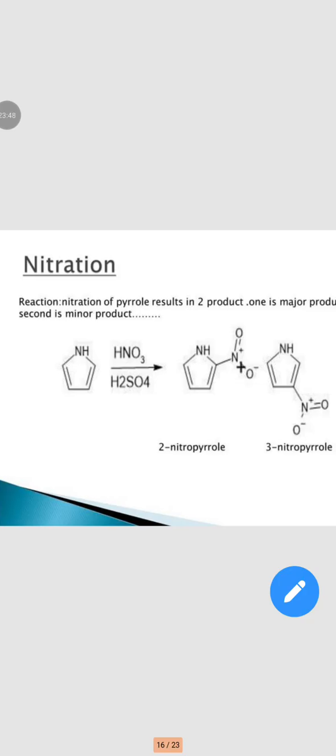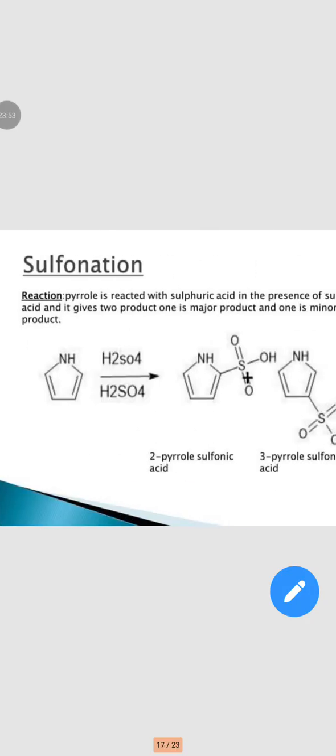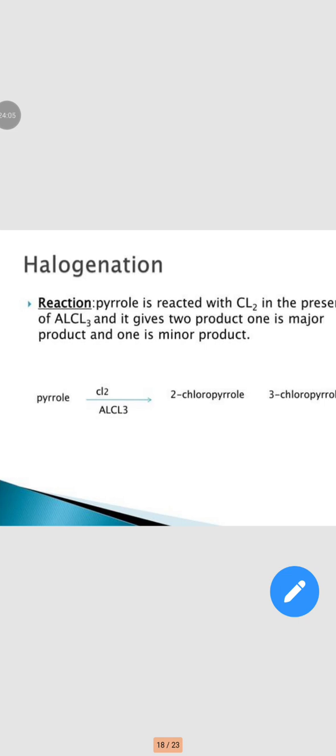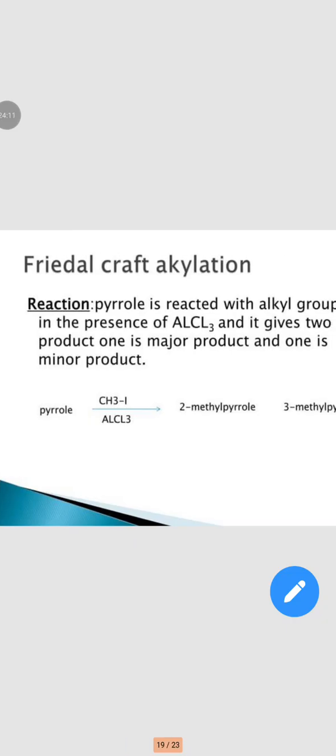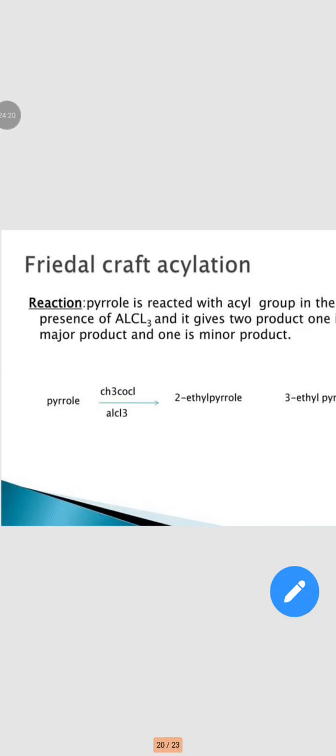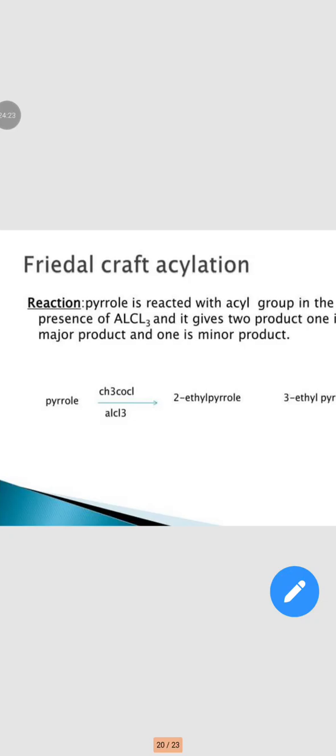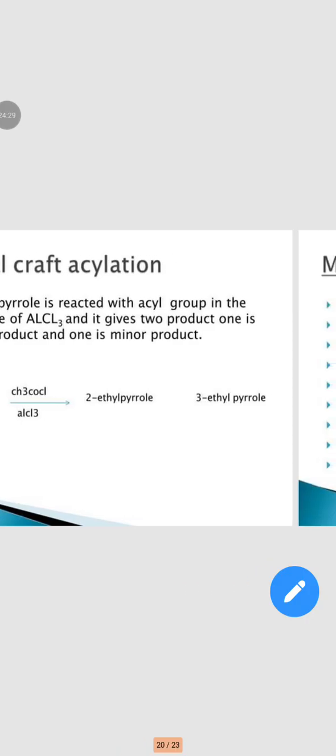First nitration: pyrrole is reacted with nitric acid to form 2-nitropyrrole and 3-nitropyrrole. Then sulfonation: pyrrole is reacted with sulfuric acid to form 2-pyrrole sulfonic acid and 3-pyrrole sulfonic acid. Then halogenation: pyrrole is reacted with chlorine to form 2-chloropyrrole and 3-chloropyrrole. Then Friedel-Crafts alkylation: pyrrole is reacted with methyl group to form 2-methylpyrrole and 3-methylpyrrole. Then acylation: pyrrole is reacted with CH3COCl to form 2-ethylpyrrole and 3-ethylpyrrole.